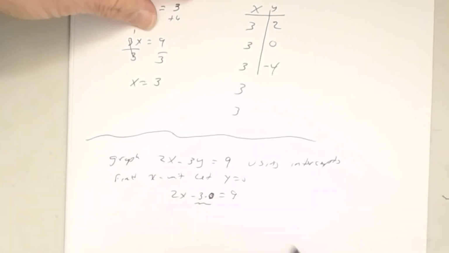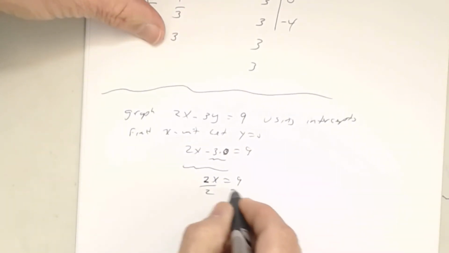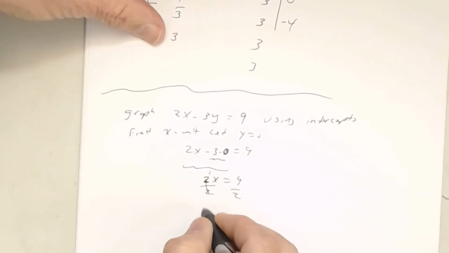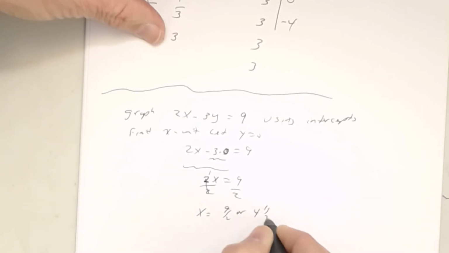So what's 3 times 0? So this part is just what? The left side is 2x. And then how do you get x by itself? Divide both sides by 2, and you found your x-intercept. The x-intercept is going to occur on the x-axis at 9/2 or 4.5.